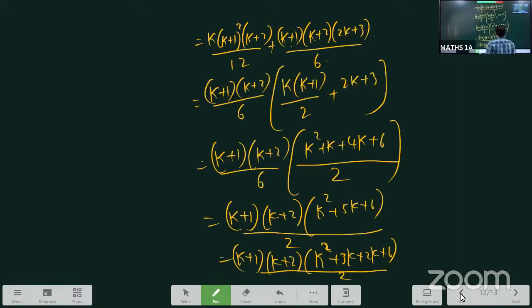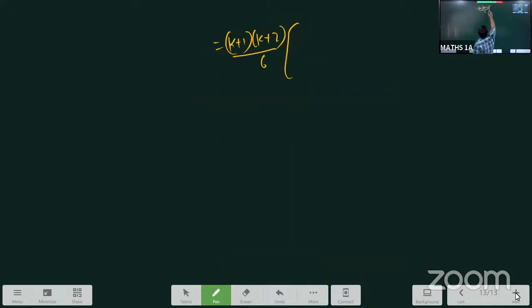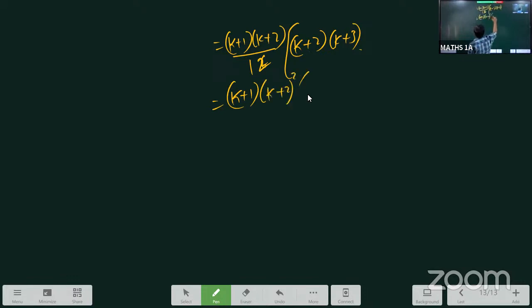Now I am going to get it as K plus 1 into K plus 2 by 6. Correct, no? K plus 1 into K plus 2. 6 is also there. 6 into 2. 6 2s are 12. Here K plus 2 into K plus 3. So that is 12. This becomes K plus 2 into K plus 3. If I factorize it, right? That is K plus 1. Now K plus 2 into K plus 2. K plus 2 whole square into K plus 3 by 12.